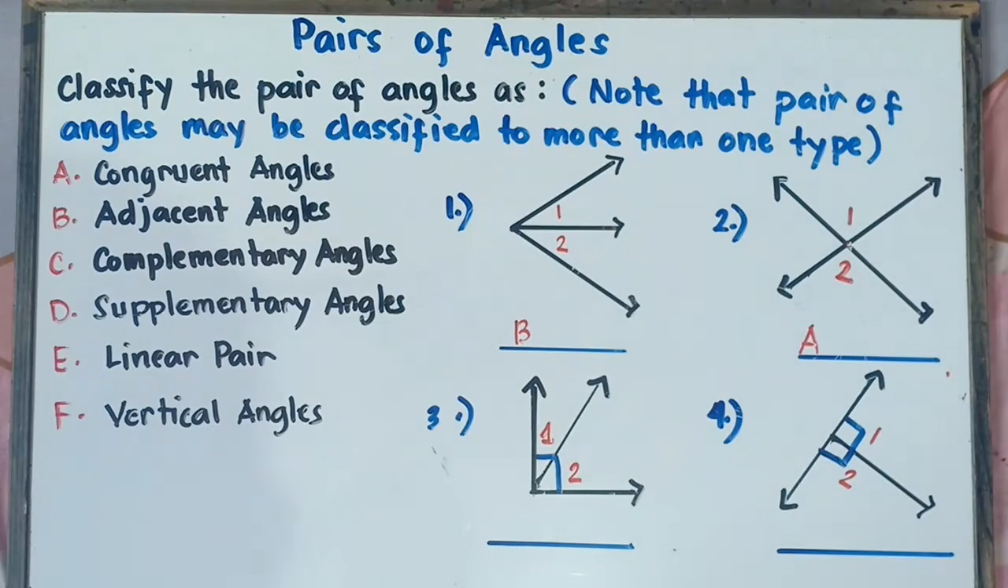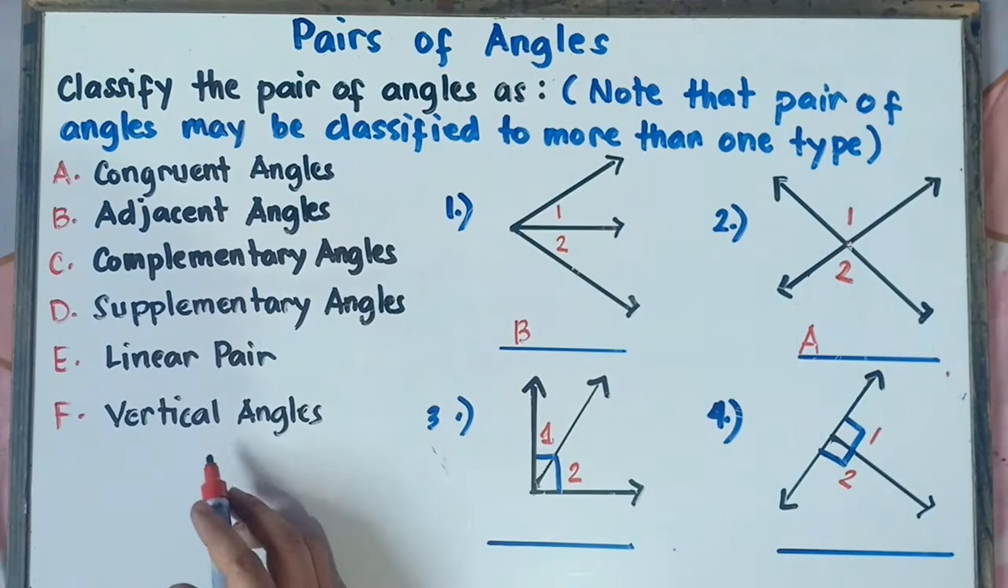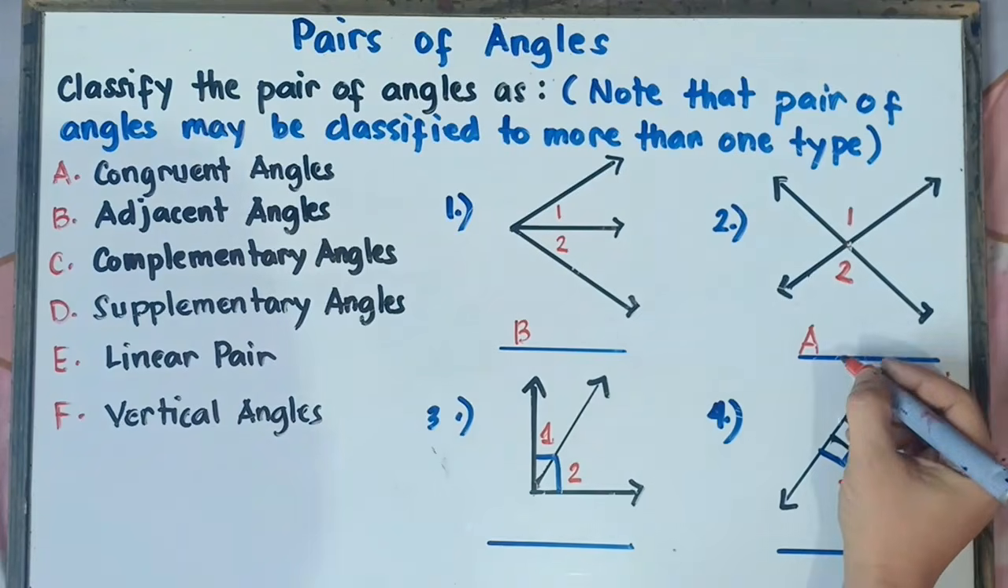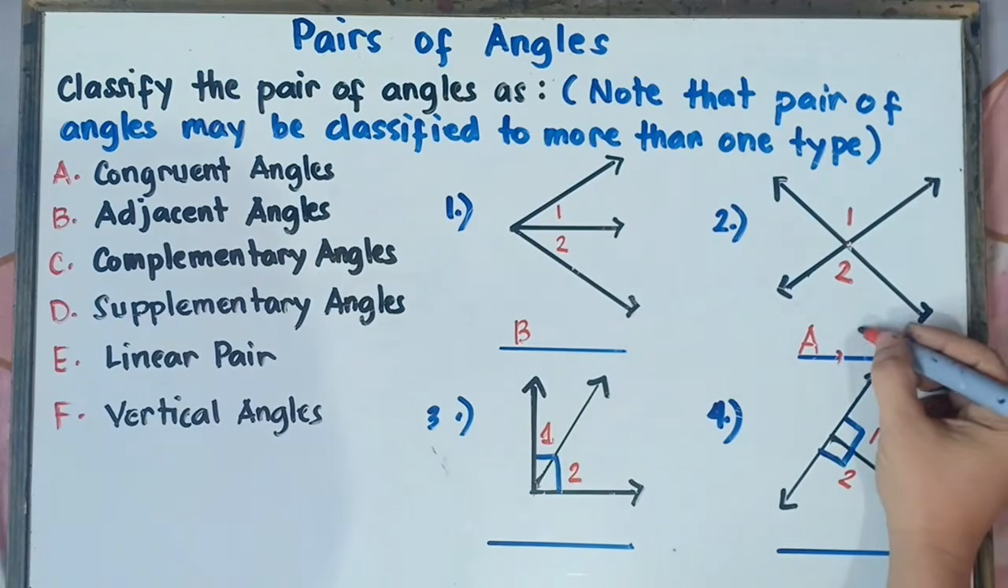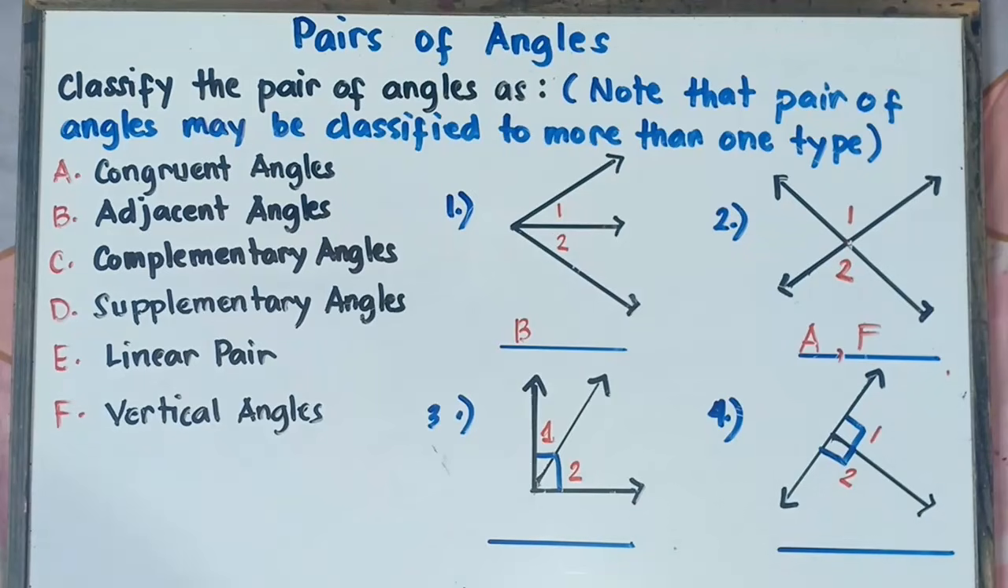Now, can we call this one linear pair? Nope. We cannot call that one linear pair. Can we call this one vertical angles? Yup. We can call this one vertical angles. Letter F. Alright, so for number 2, that would be congruent angles and then vertical angles.